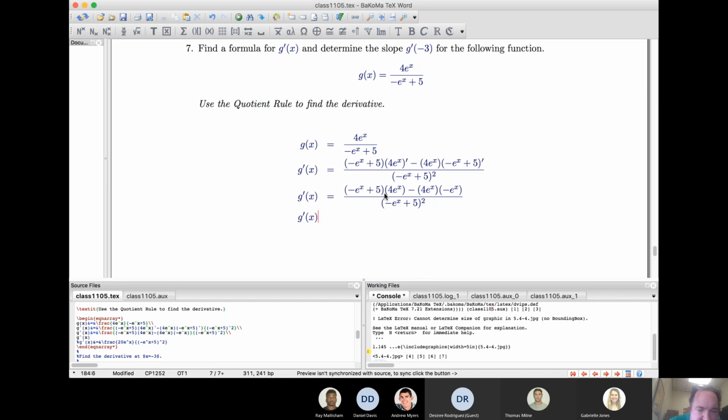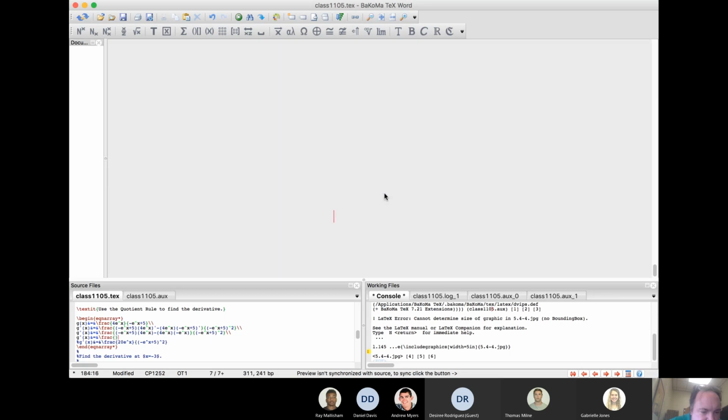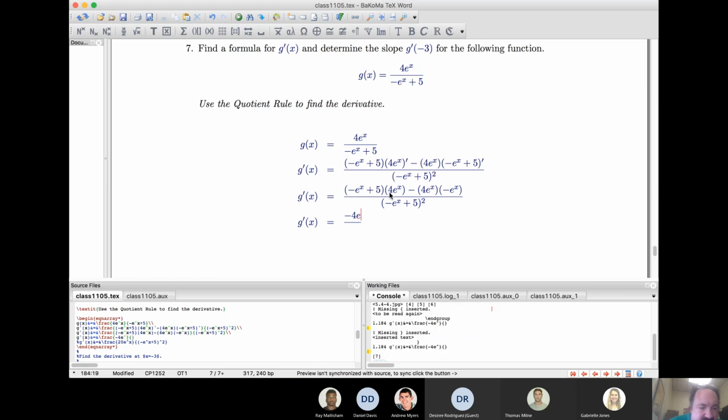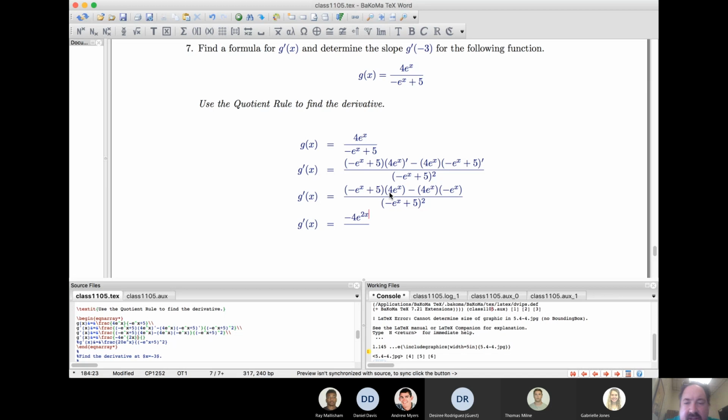Now, if I go to distribute, so I have distributing a 4e to the x through here. So if I have minus e to the x times 4e to the x, I'll have a -4, but e to the x times e to the x is e to the 2x.